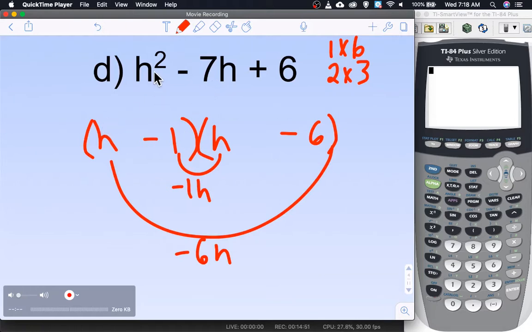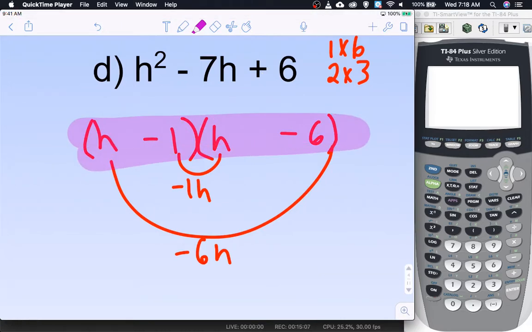So my first terms are good, my middle term is good. Now let's check the last one. Does a negative 1 times a negative 6 equal positive 6? Yes, because the signs are the same. Negative times negative is positive. That is correct.